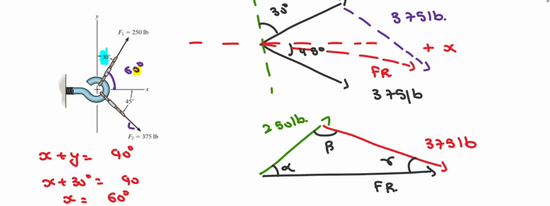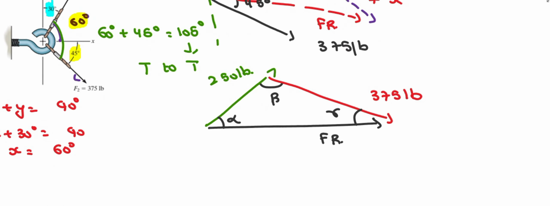Similarly, if you add 60 degrees and 45 degrees, you get the angle between F1 and F2. This is 60 degrees plus 45 degrees, which equals 105 degrees. Remember, this 105 degrees is the tail to tail angle between F1 and F2. And this angle, beta, is the head to tail angle between the 250 pounds and the 375 pounds.